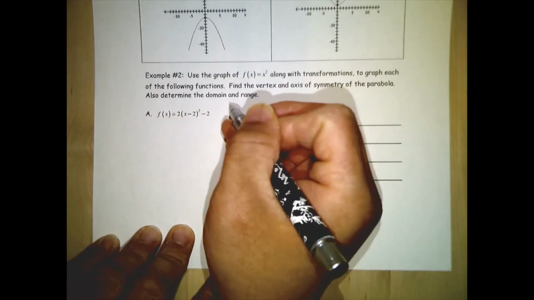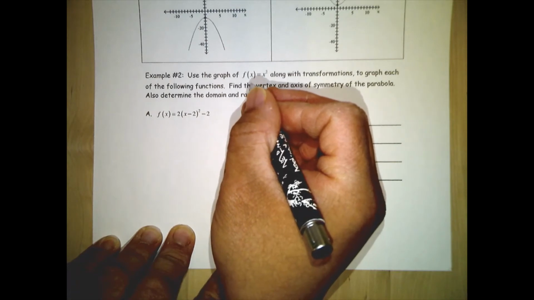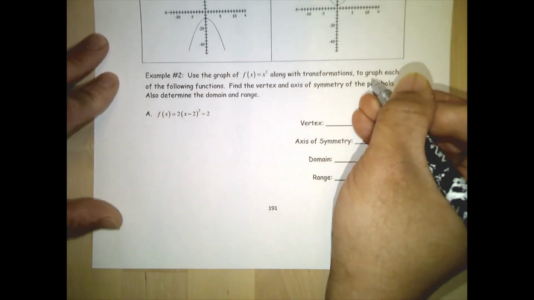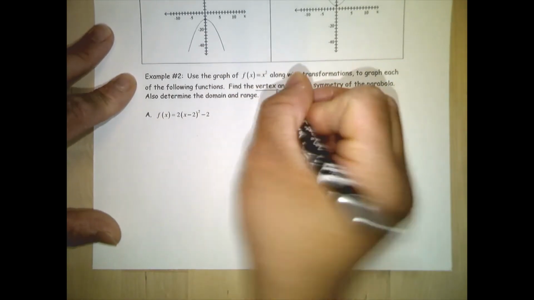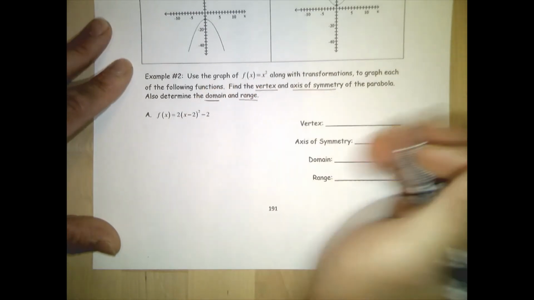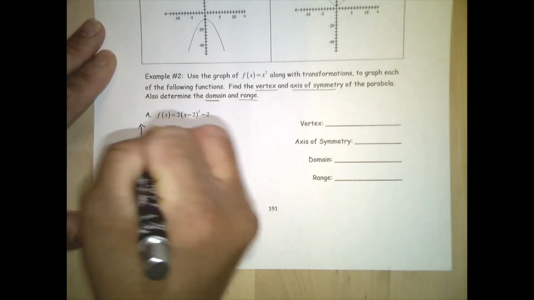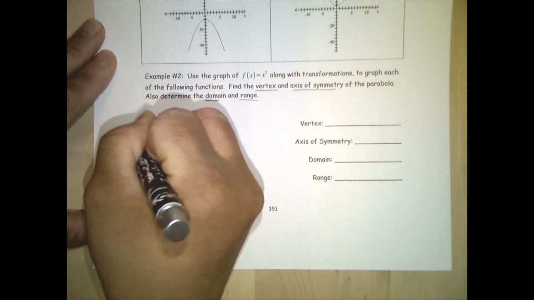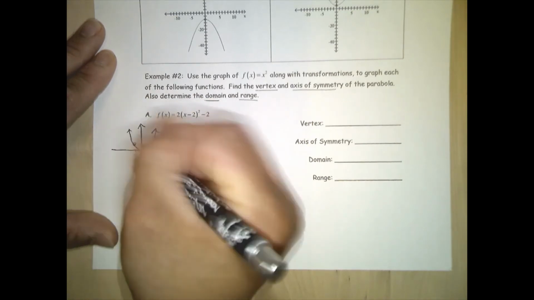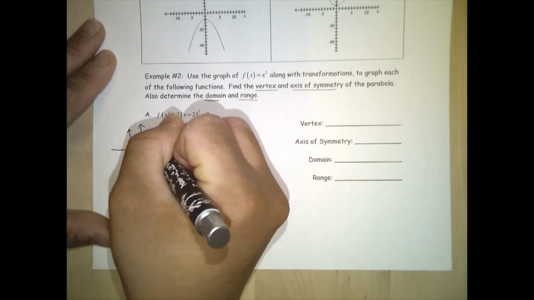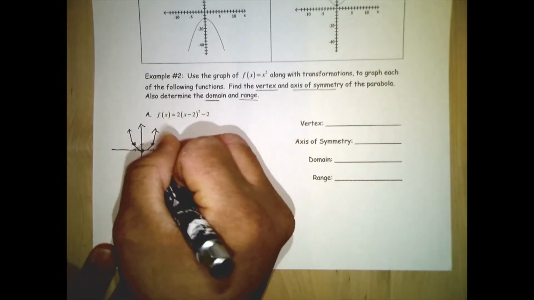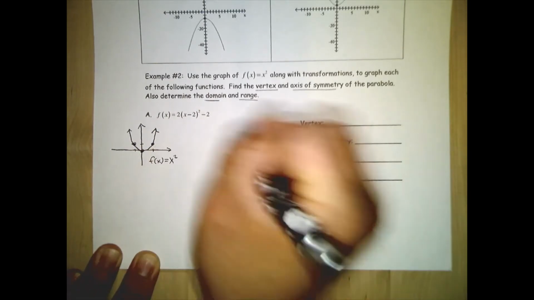In this example, let's use the graph of f of x equals x squared along with transformations to graph each of the following functions, and then find the vertex and axis of symmetry of the parabola, and also determine the domain and range. So let's start with f of x equals x squared, which has points at 0, 0, at 1, 1, and at negative 1, 1. All right. So now this is f of x equals x squared.